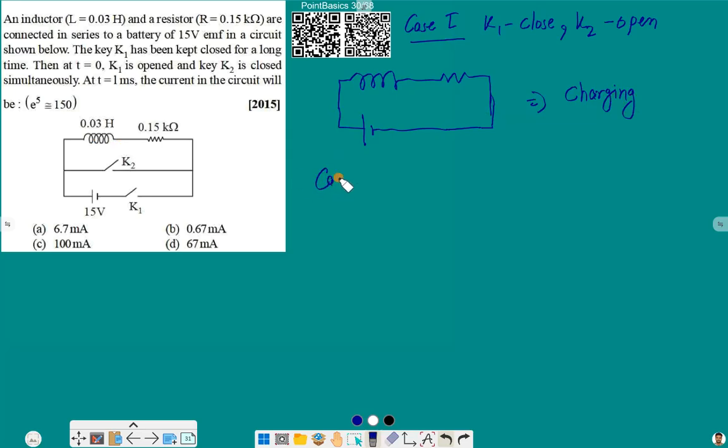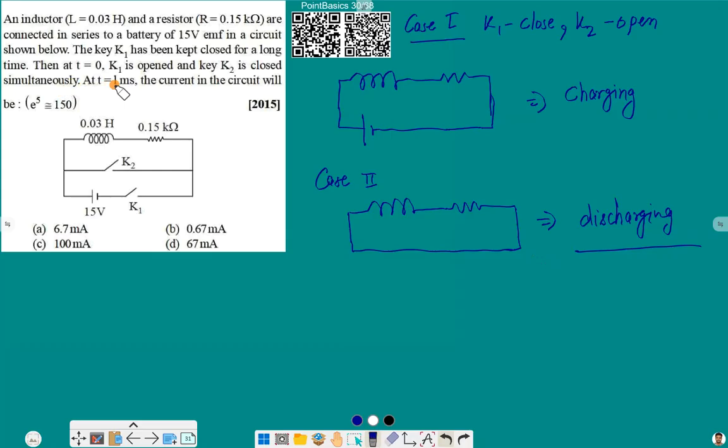Now case 2, when K1 is open, so battery is out of the circuit, we can ignore the battery, and K2 is closed, so circuit will look like this. Inductor and resistance are connected in series. So here we have discharging happening. So it is basically a discharging circuit.